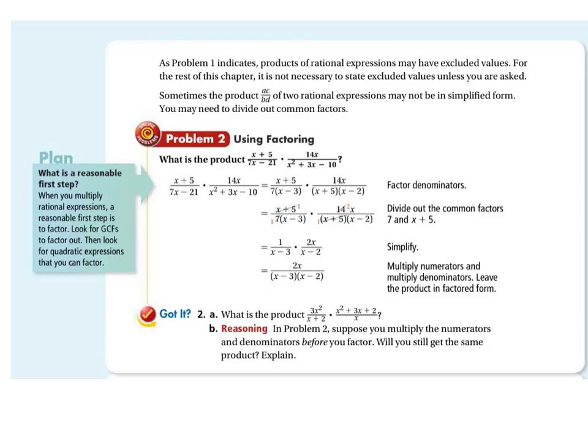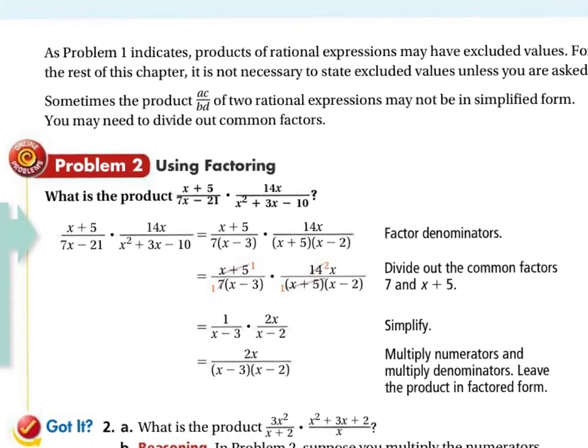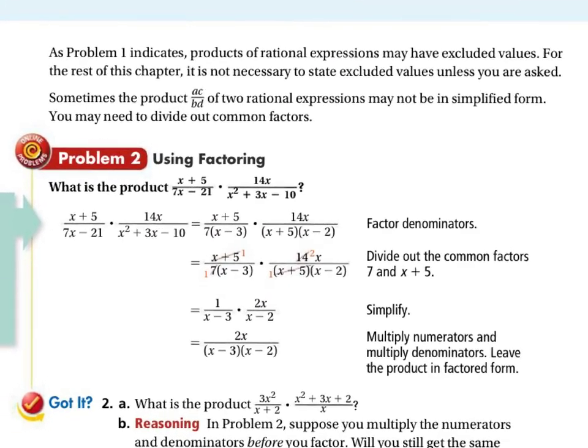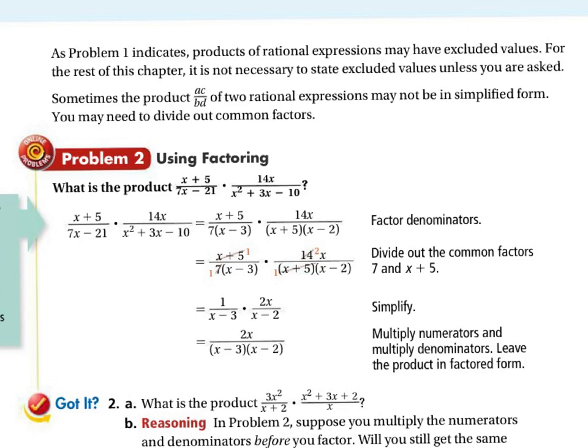Kind of an interesting turn of events here. At the top of the next page, it says, as problem 1 indicates, products of rational expressions may have excluded values. And then it says, for the rest of this chapter, it is not necessary to state excluded values unless you are asked. I'm not sure why they're changing their tone all of a sudden, but I guess that's what we'll do then.